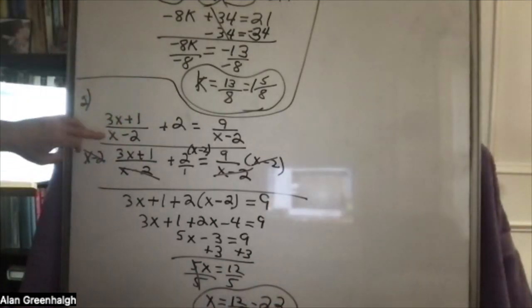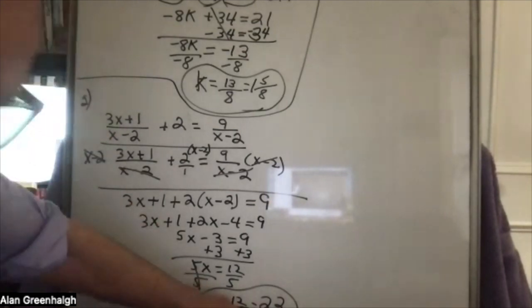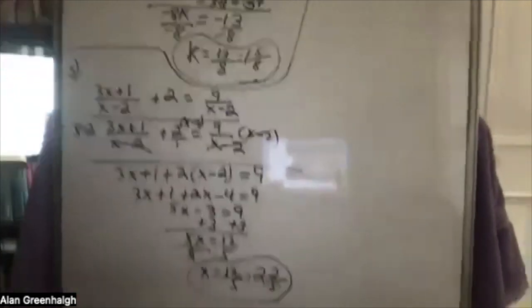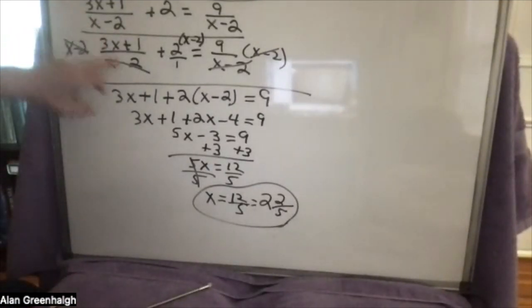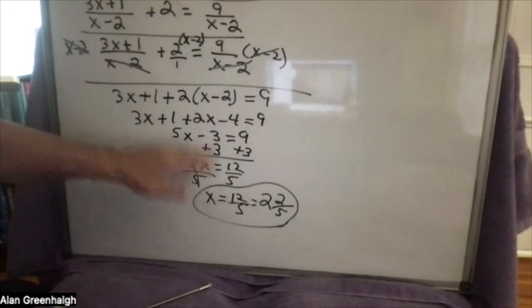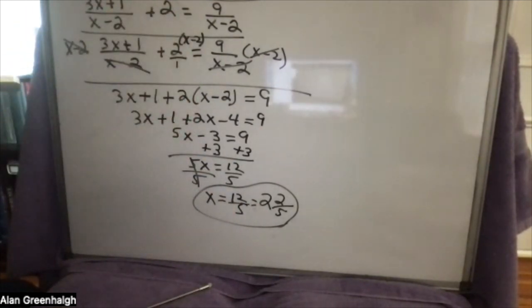You'd have to let x equal that, and it's just way too complicated to go back and let x equal 12/5. But this is typical of the way you would solve an equation that has a variable in the denominator.